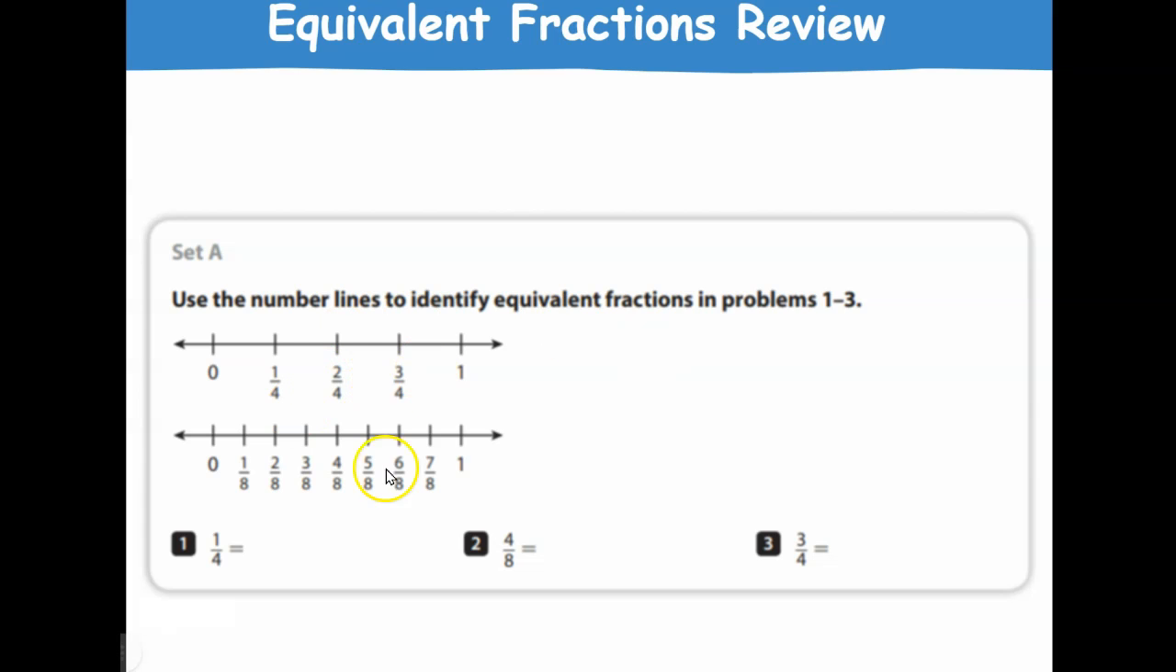You don't really have to draw the number lines, but it says use the two number lines to identify equivalent fractions for problems 1, 2, and 3. So on your composition book, just put 1, skip a couple lines, 2, 3, and then write the answer on there. Okay, using the number line.